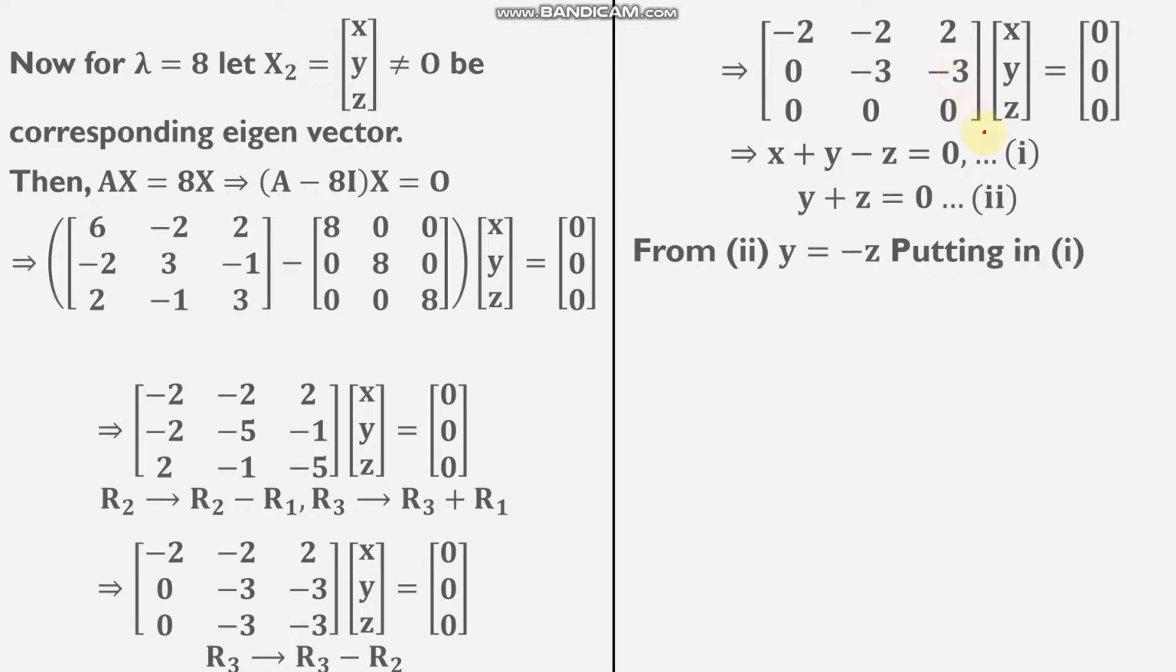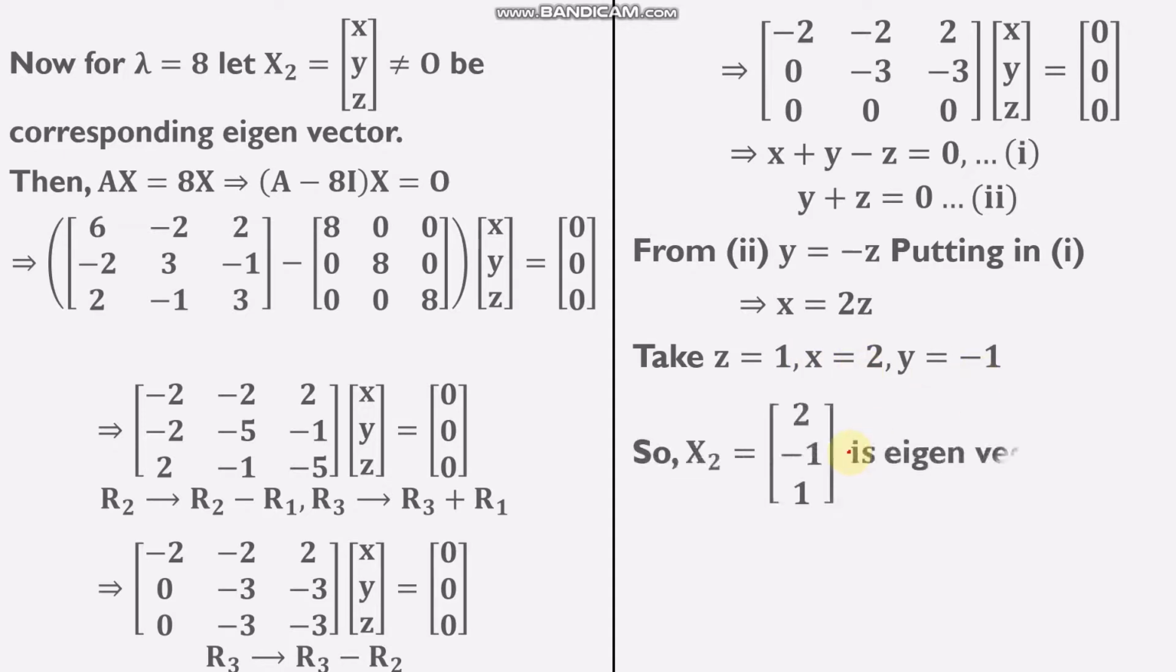From the second equation we have y equal to minus z, and we can put y equal to minus z in the first equation. So that is x minus z minus z. So x will be equal to 2z. So the values of x and y depend upon z. So you can let z be 1. So x will be 2 and y equal to minus 1. So we are getting one eigenvector here, (2, minus 1, 1), for lambda equal to 8.